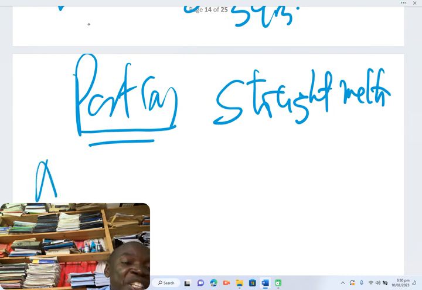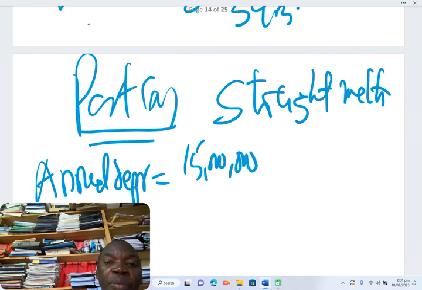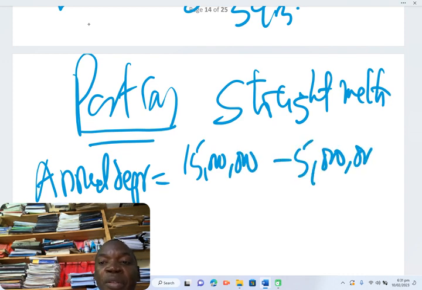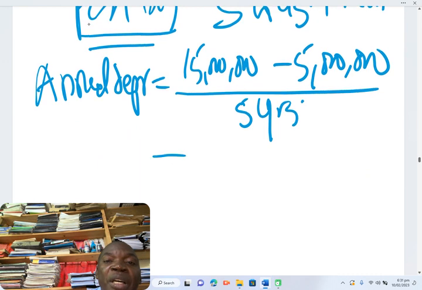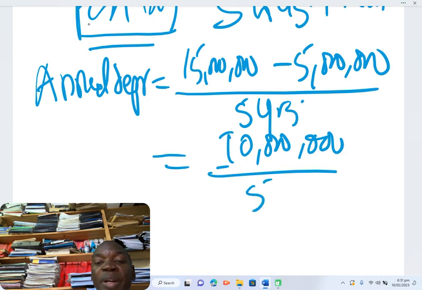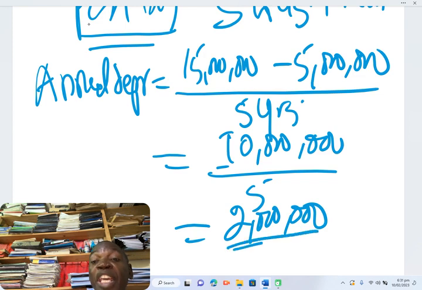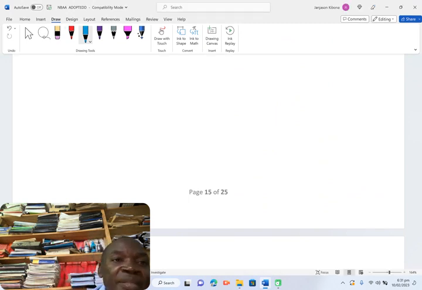Straight line meaning equal depreciation in 5 years. So you have annual depreciation. So in straight line, it's a point where we have annual depreciation. It's 15 minus 5 divided by what? How much you get it? Calculate here. Unapata milioni 10 gawanya kwa ngapi? Kwa 5. Ambao ni ngapi? Milioni 2 kila mwaka.